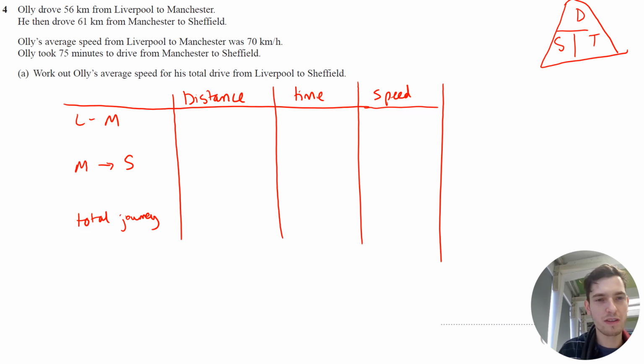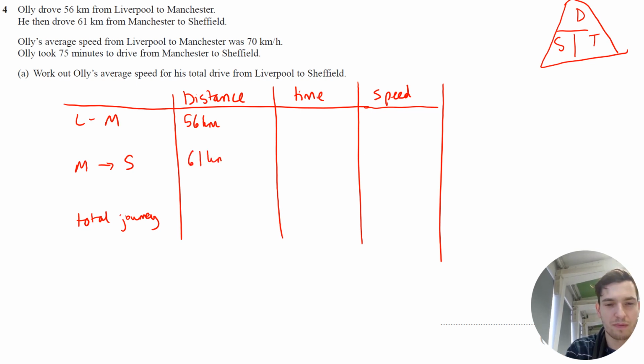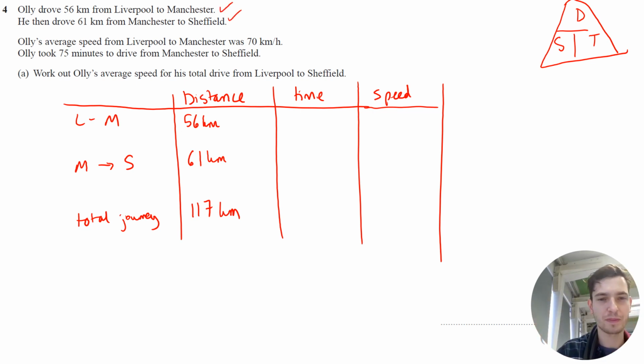Right, let's draw what I've got on the table. So Ollie drove 56 kilometers from Liverpool to Manchester. So that is a distance, 56 kilometers. And then 61 kilometers from Manchester to Sheffield. So 61 kilometers. And for the total journey, I just add those distances together. I'm probably going to use that later, 117 kilometers. I'm going to tick off those first 2 lines.